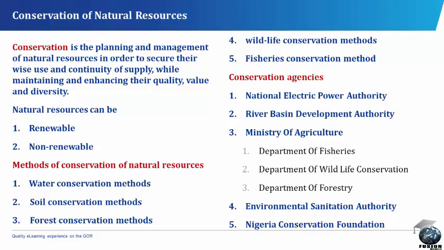Fisheries conservation methods are: 1. Water pollution must be avoided. Construction of fingerlings multiplication centers should be encouraged. Fingerlings should be stocked artificially, and dams, reservoirs, and ponds should be constructed.